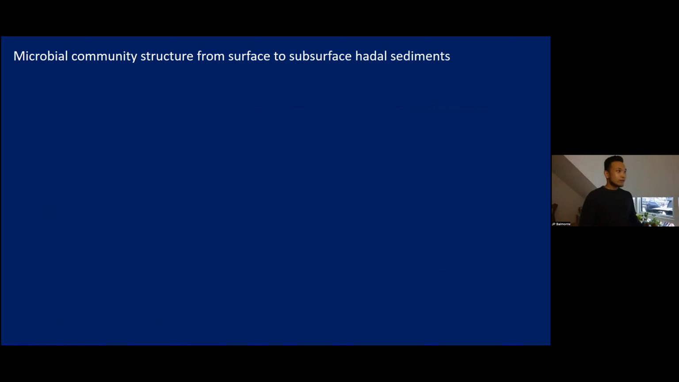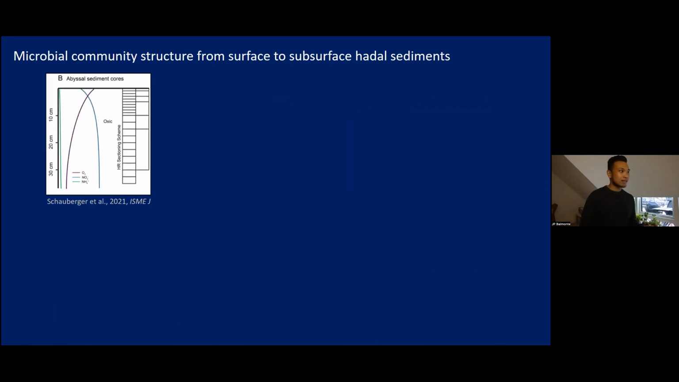Then we move to microbial community structure in surface to subsurface hadal sediments. I want to begin by setting the stage here, looking at the redox conditions by showing the oxygen concentrations, the nitrate, and the ammonia profiles. This is a paper by Clemens Schauberger, also here at University of Southern Denmark. And first, I show the abyssal sediment cores.